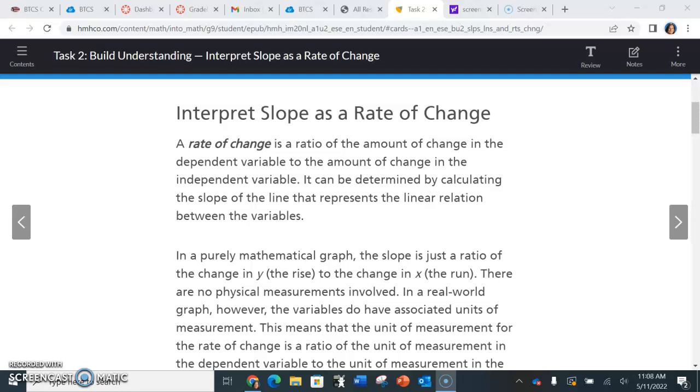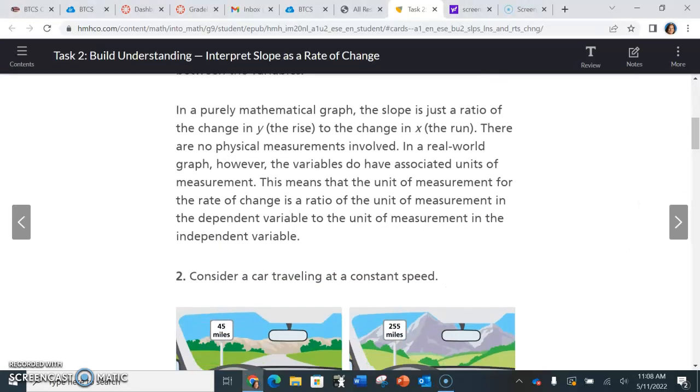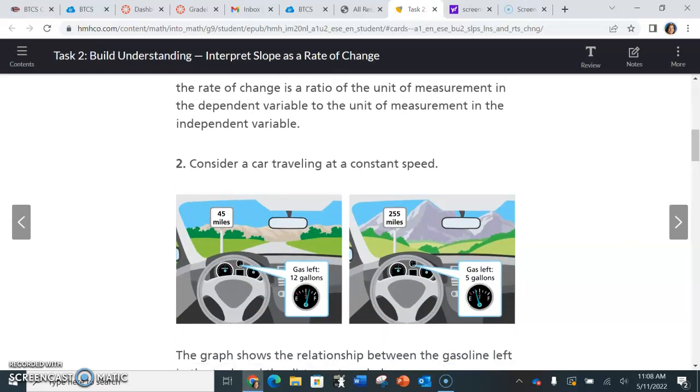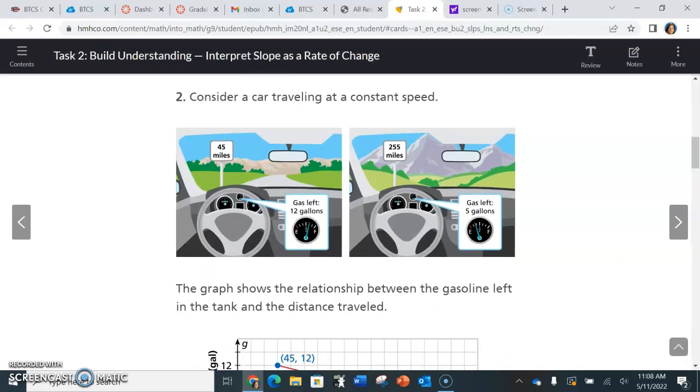In a purely mathematical graph, the slope is just a ratio of the change in y, the rise, to the change in x, the run. There are no physical measurements involved. In a real-world graph, however, the variables do have associated units of measurement. This means that the unit of measurement for the rate of change is a ratio of the unit of measurement in the dependent variable to the unit of measurement in the independent variable. So again, remember, the dependent variable is your y's and the independent variable is your x. That's important to remember. All right, so consider a car traveling at a constant speed.